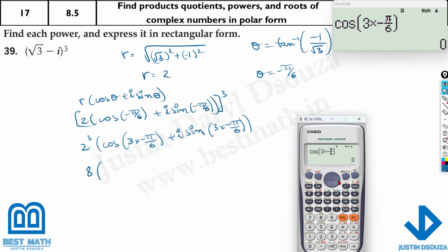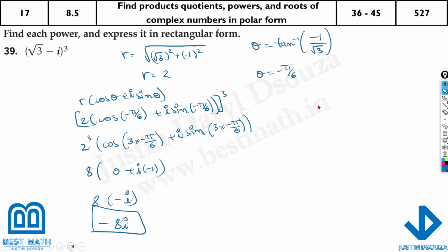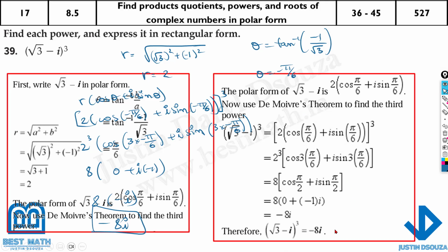Oh yes, minus pi by 2 will be 90 degrees, so cosine is 0. And what about sine? It's going to be 1. Sorry, minus 1, because there's a minus. Yeah, it'll be minus pi by 2. Correct. So it is 0 and minus 1 here. 0 plus i times minus 1. So it'll be 8 times minus i. So it's minus 8i. That will be the final answer. So this is it. You can see the final answer will be minus 8i.